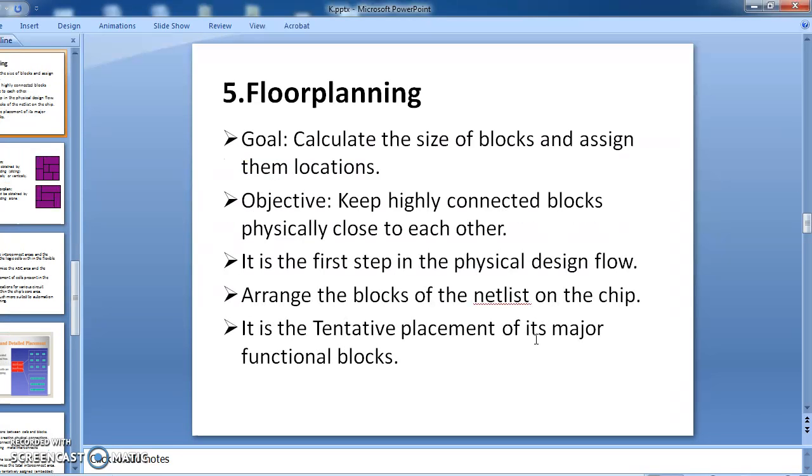Step 5, floor planning. The main goal of floor planning is to calculate the size of blocks and assign them locations. The objective is to keep highly connected blocks physically close to each other. It is the first step of the physical design flow. Floor planning means arranging the blocks of the netlist on a chip. It is also called rough placement, tentative placement or approximate placement.